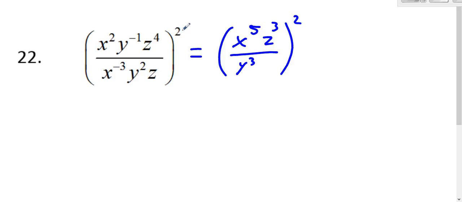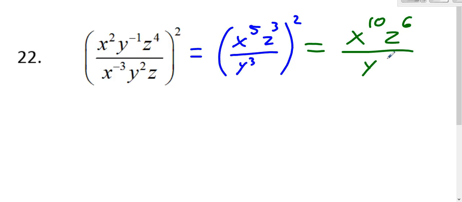We have not done anything with that exponent yet, so now we need to distribute the exponent, multiply, so we get x to the 10th, z to the 6th, and y to the 6th.